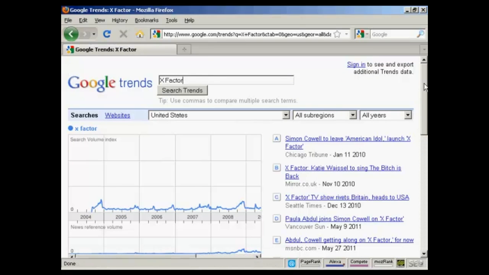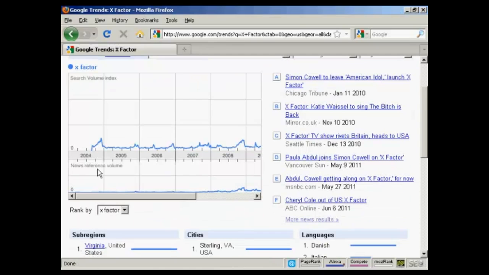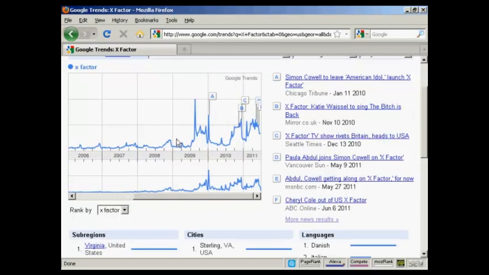you can see that the search volume and the news reference is pretty flat up until around 2009, when Simon Cowell announced that he was going to be leaving American Idol to concentrate on bringing the X Factor to the US. And then you've got other peaks when further announcements were made. You can see here there were more news stories being written about, and then you've got the various peaks as the show starts to take off and so on.